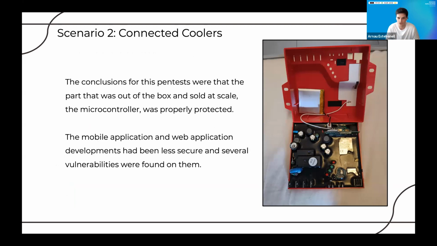Again, what are the conclusions of this pen test that we did on the connected coolers? The things that are sold at scale, for example, I imagine that the company that sells this controller is selling millions of them, are well protected. They know that they have an IP that they want to protect, and they do it really well. But you can find more opportunities or more vulnerabilities in the web application and mobile application, which are something that is custom made and can be vulnerable.